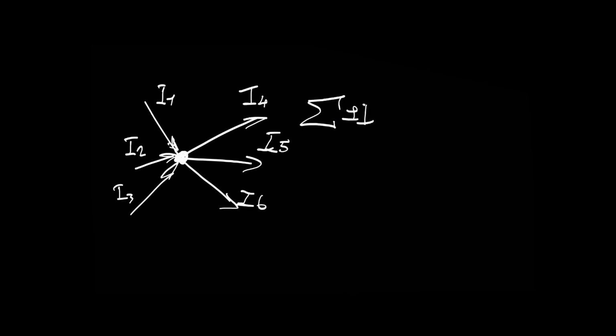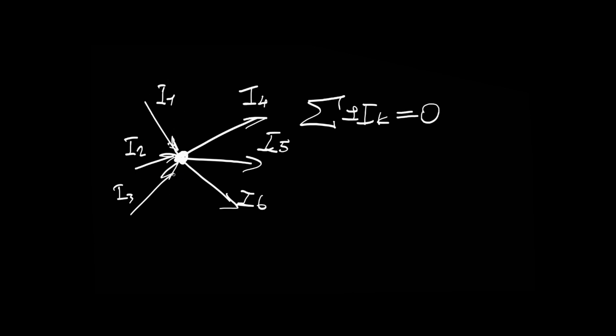Let's consider a small example. We have a node, some currents which go to the node. These are input currents to this node. And we respectively have three output currents. What we have when we know that the sum of currents must be equal to 0.